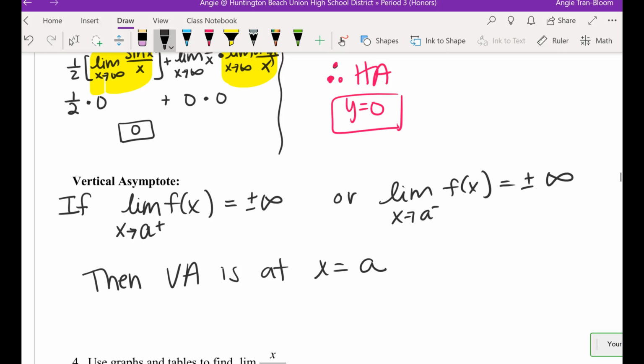So can you see this kind of flipping the HA a little bit? The HA says it has to equal a constant. This one says equal to infinity.